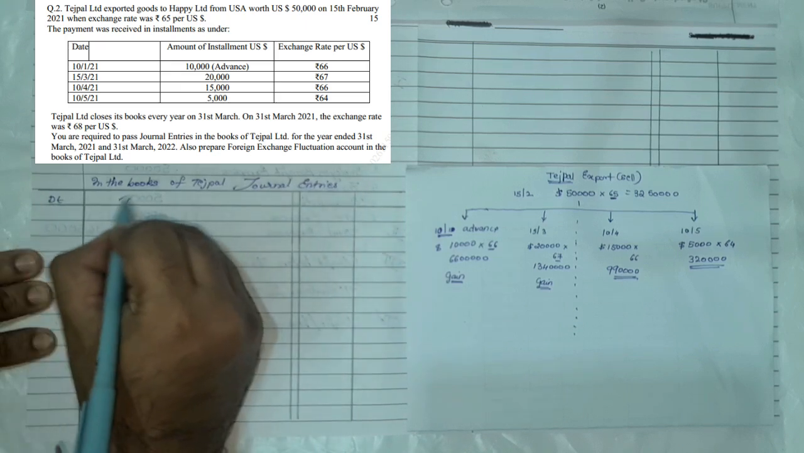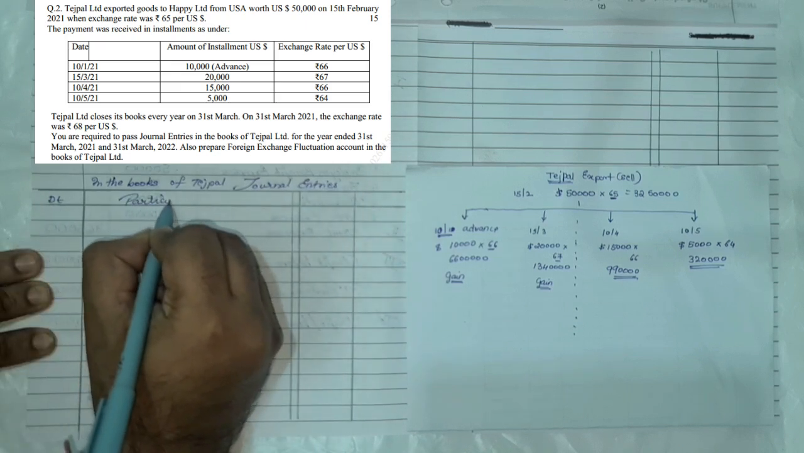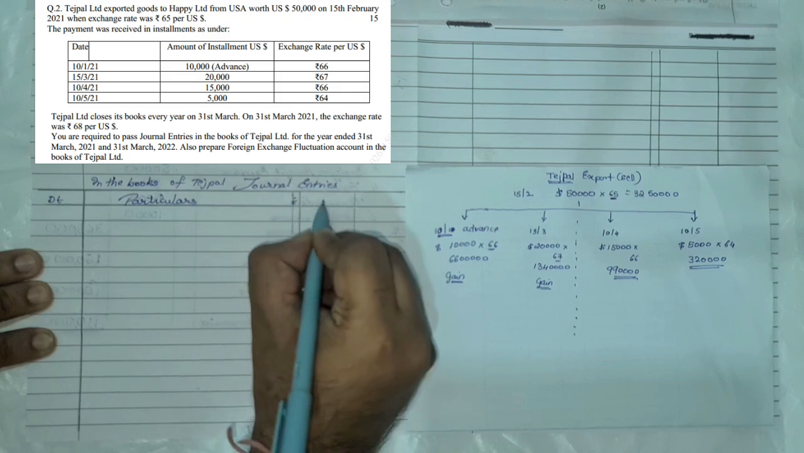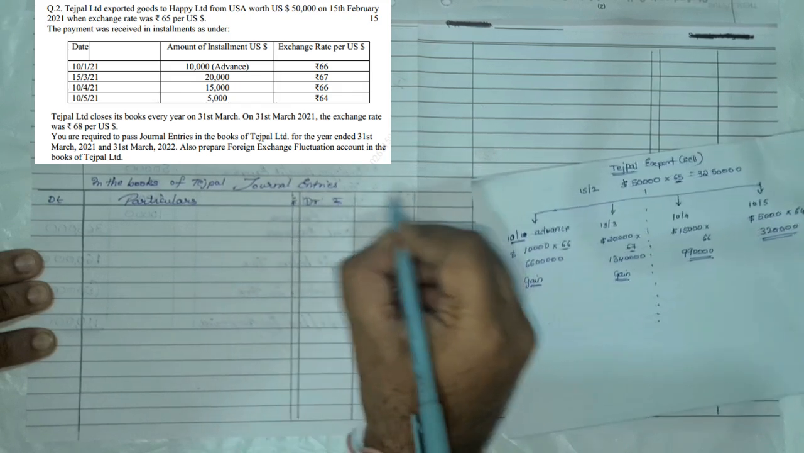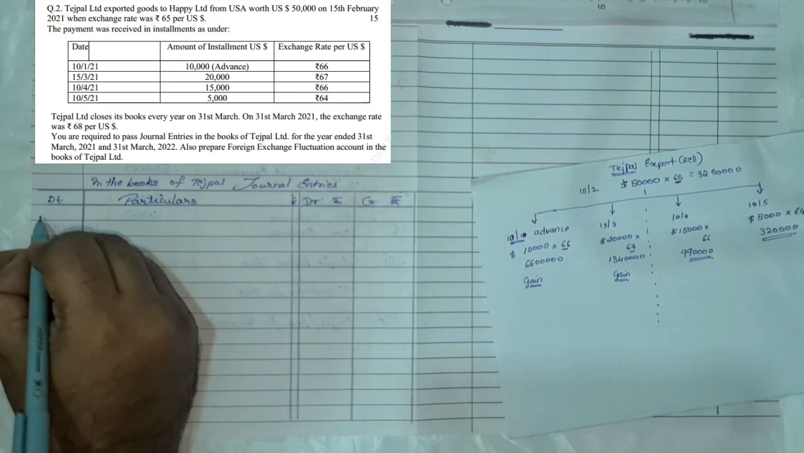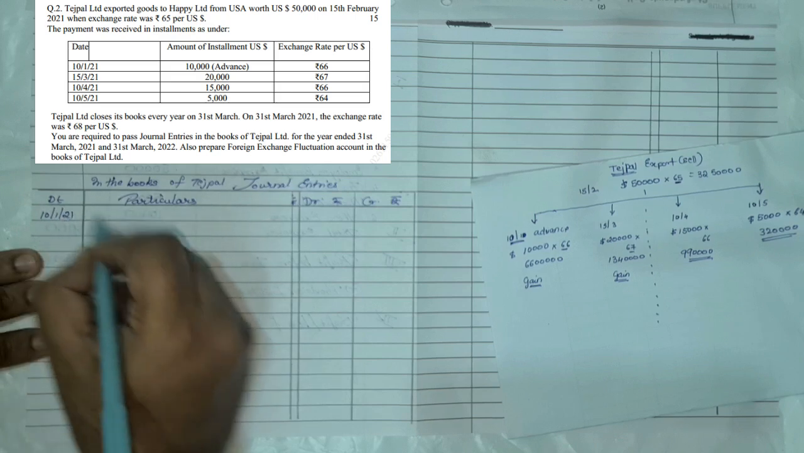Columns are date, particulars. Okay, we have LF, debit amount and credit amount. The first date was on 10 Jan. So 10 Jan 21.